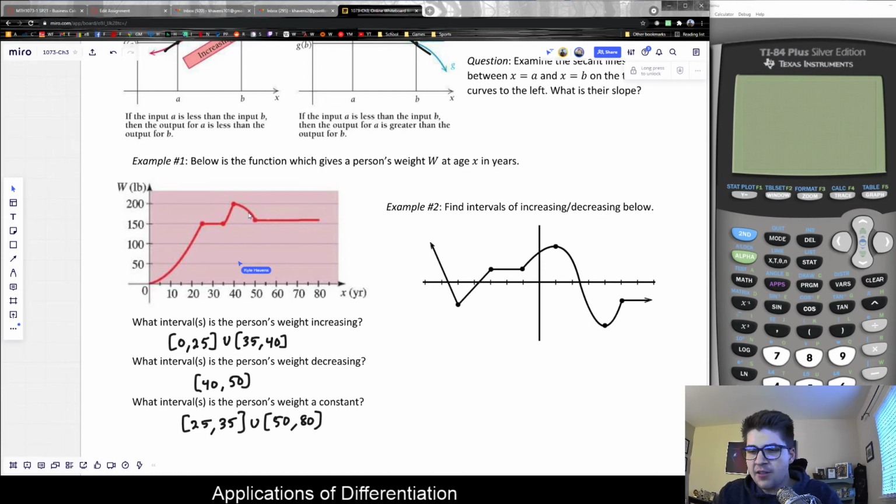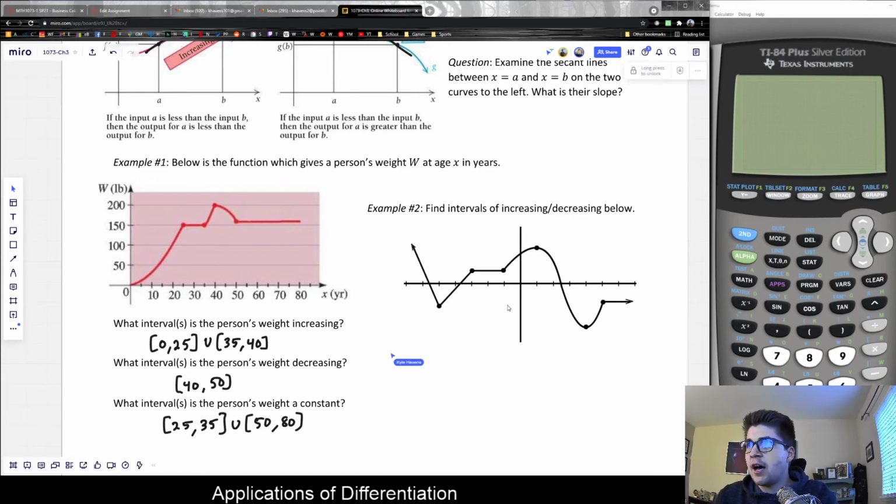So looking at another example, let's say we're examining this curve over here, and we want to know when this is increasing. Again, basically how I would do it is I would go left to right and trace my curve along the graph, and for each point along the way, we would determine that interval.